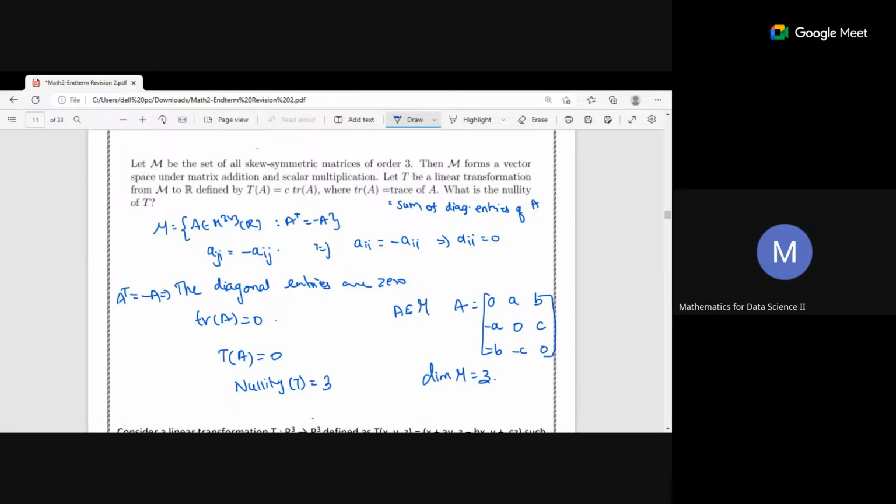Okay, the dimension of M is 3. So here the nullity is 3. Is this clear? Can you explain it again, ma'am?